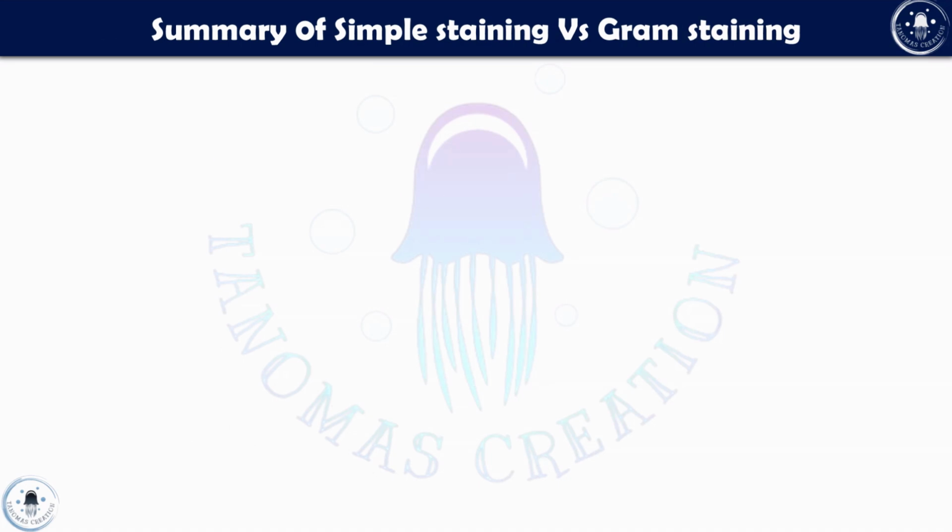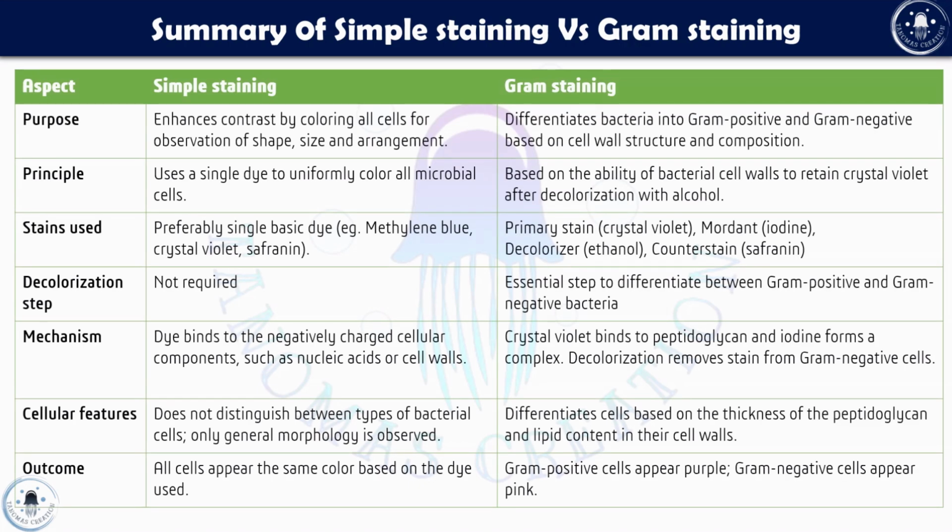Now, coming to the summary of simple staining versus gram staining. We'll have a quick recap of what we have learned in this video. Here are the aspects. Purpose: for simple staining, it enhances contrast by coloring all cells for observation of shape, size and arrangement. In gram staining, it differentiates bacteria into gram positive and gram negative based on cell wall structure and composition.